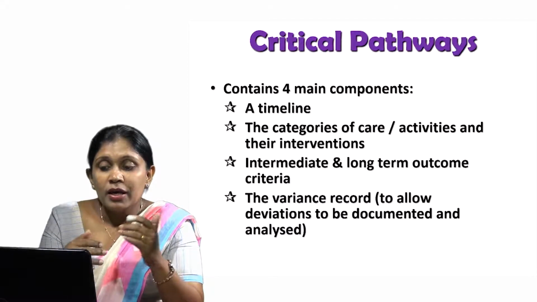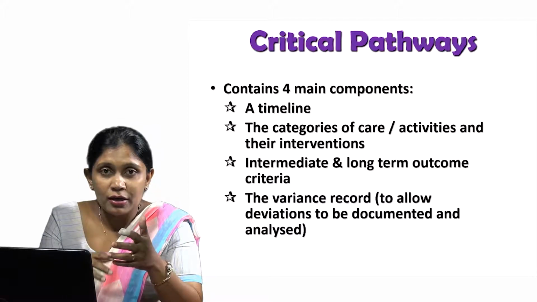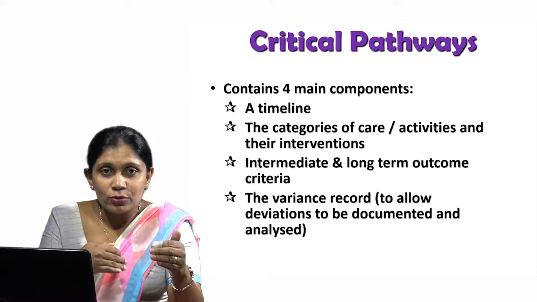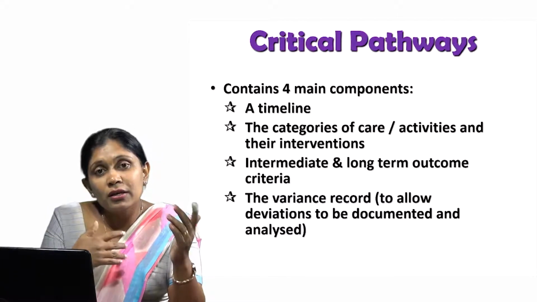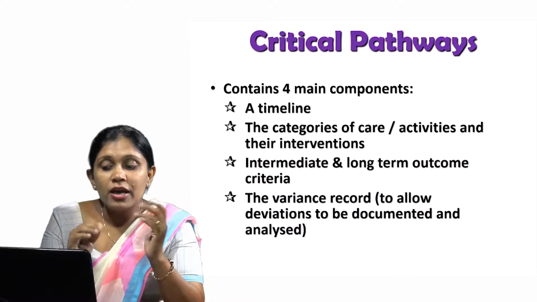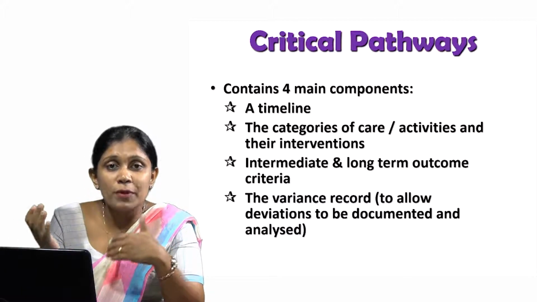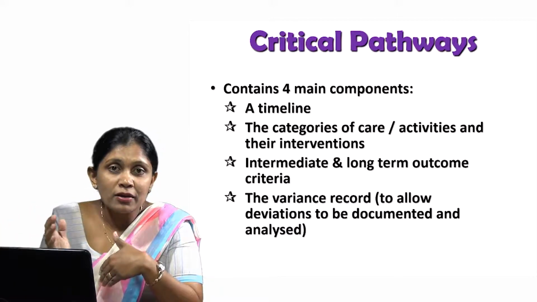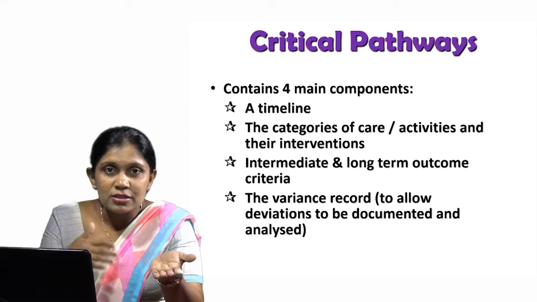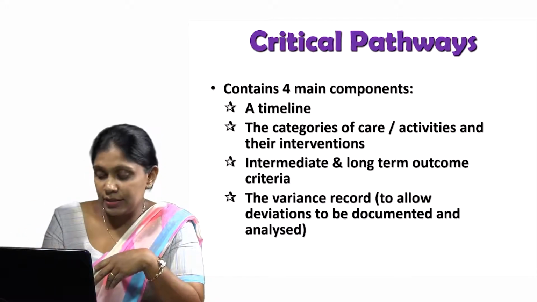Third one is the intermediate and long-term outcome criteria. From the admission, they schedule the expected outcomes: short-term, intermediate-term, and after the recovery. Fourth one, the variance record. Variance is a kind of deviation from the expected outcome. What we expect and what is happening. It is a gap. So, we can identify the deviations by looking at the care pathways, and we can document and analyze them.